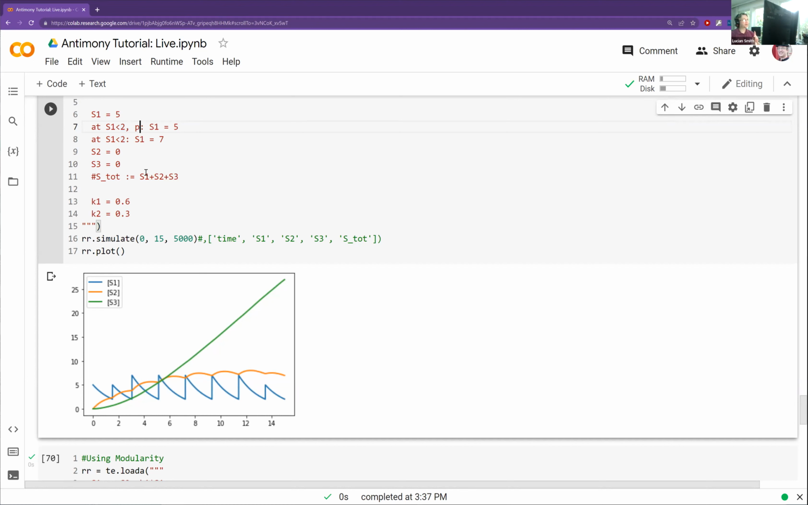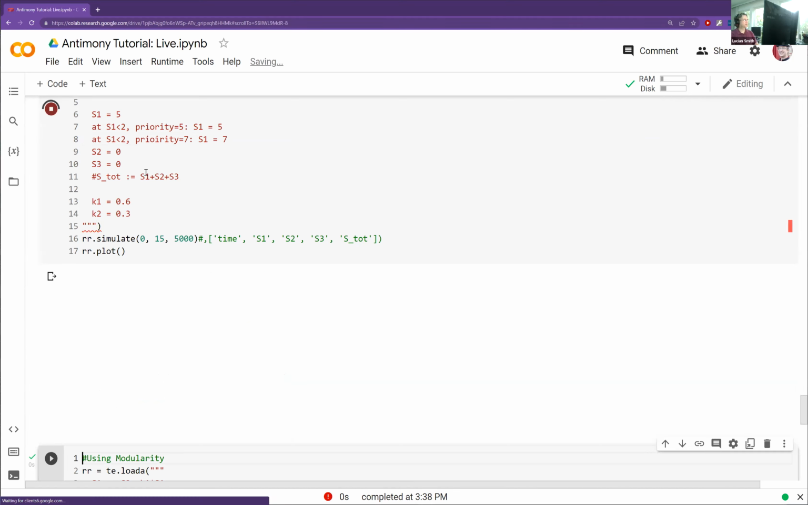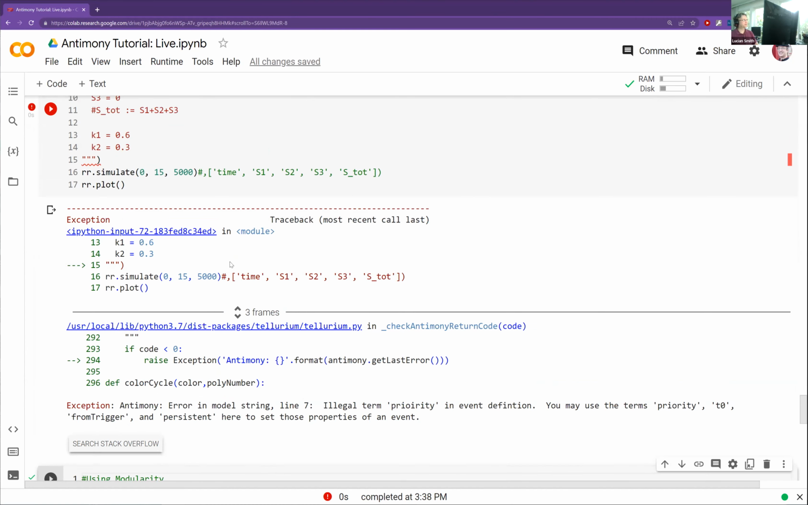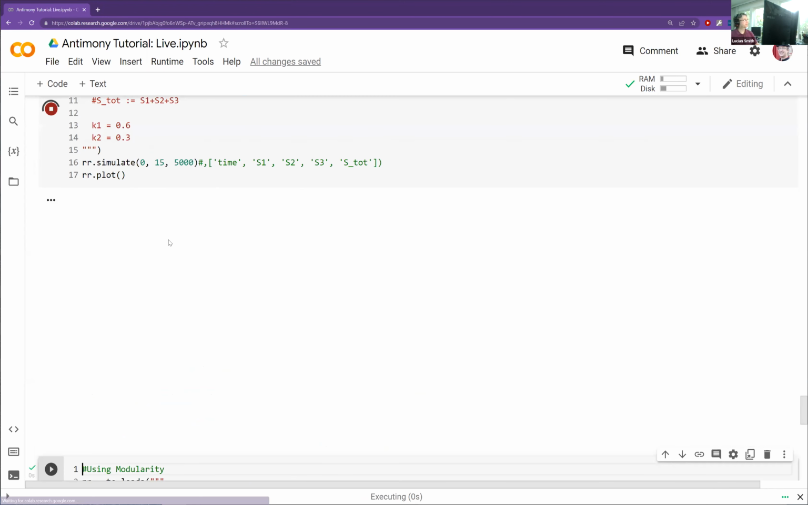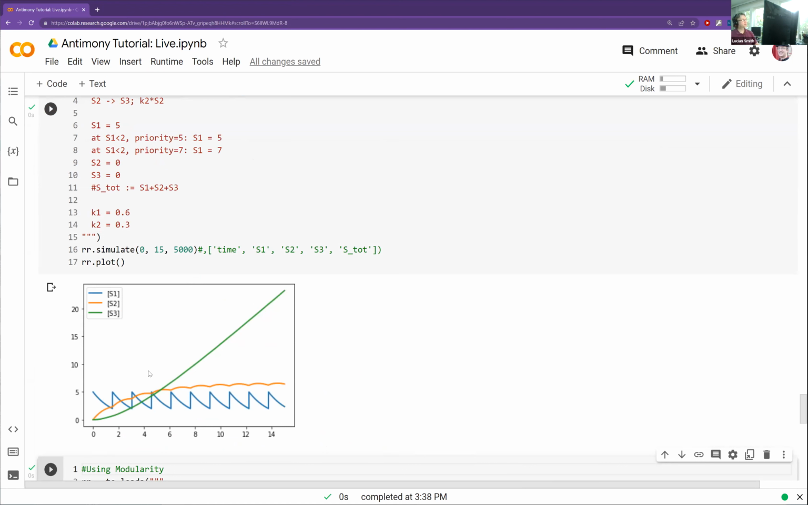So we set the priority of each one. Priority equals 5. Priority, oh geez, I can't spell priority. Equals 7, right? Well, no, what didn't I like? Oh, I spelled priority wrong. There we go. All right. So now what you'll see happens is that every time it gets reset to 5.